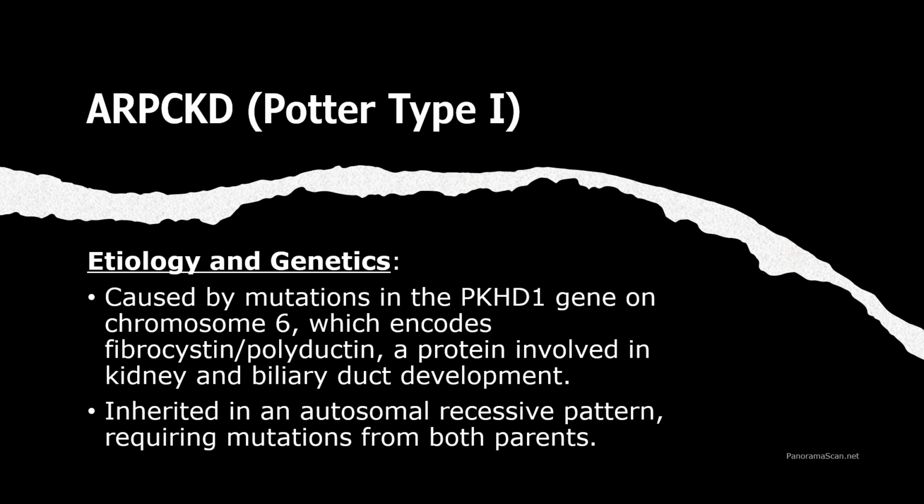ARPKD is inherited in an autosomal recessive pattern, meaning that an individual must inherit mutations from both parents in order to be affected. If both parents carry a single copy of the mutation, there is a 25% chance that the child will inherit both mutated copies and develop the disease. Understanding the genetic basis of ARPKD is essential for both prenatal diagnosis and genetic counseling, as it helps predict the recurrence risk for future pregnancies.